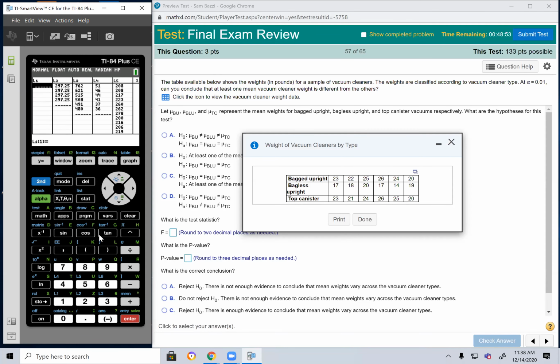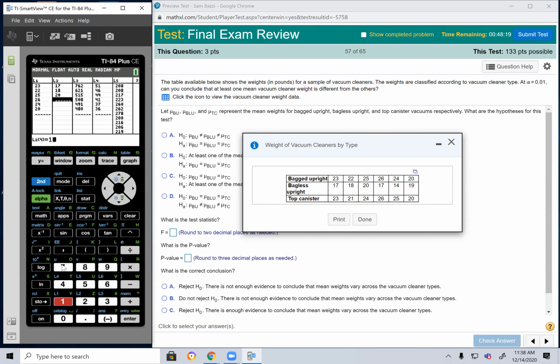Okay, so we got 23, 22, 25, 26, 24, 20. And let's go to the second list, guys. Clear. 17, 18. This is the last section, guys, 10.4.